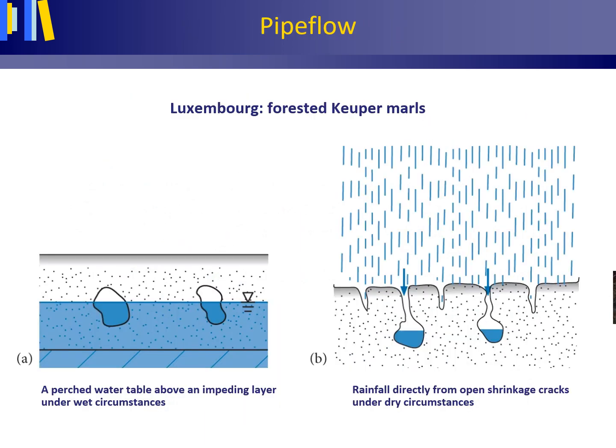This sheet shows a schematic presentation of two different ways for the occurrence of pipe flow. The illustration to the left shows the situation where water is fed to a pipe from a perched groundwater body that has developed above an impeding layer. This is the situation where water is fed to a pipe from a near or fully saturated soil matrix next to the pipe.